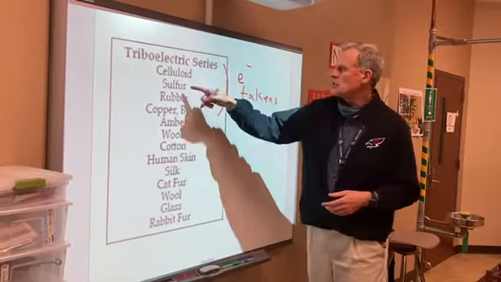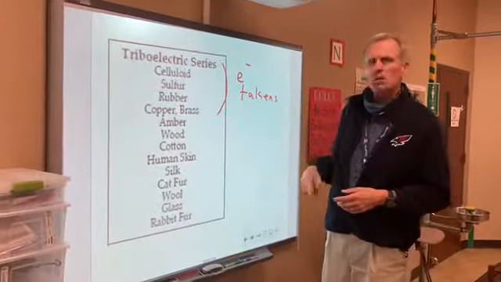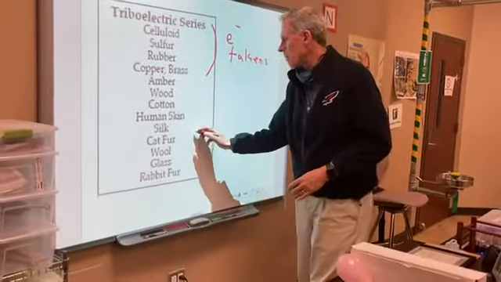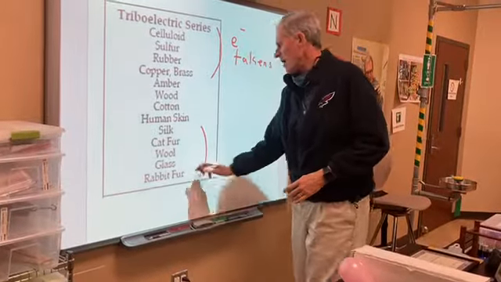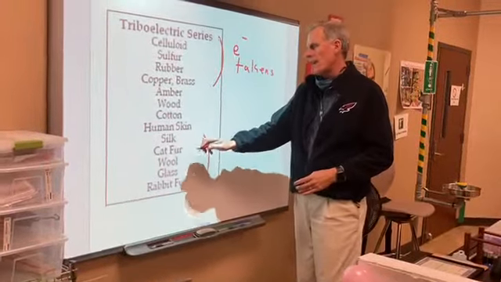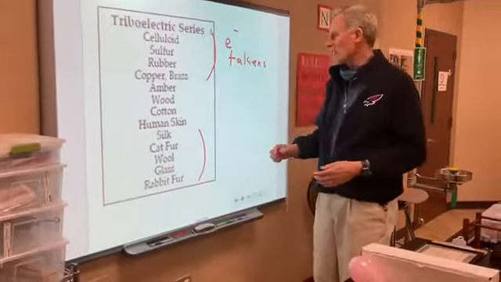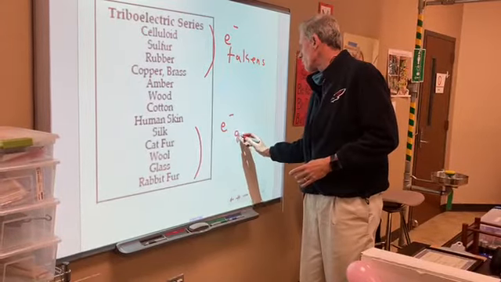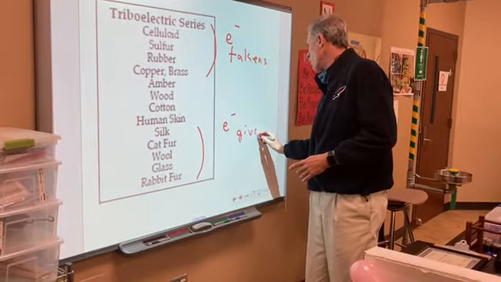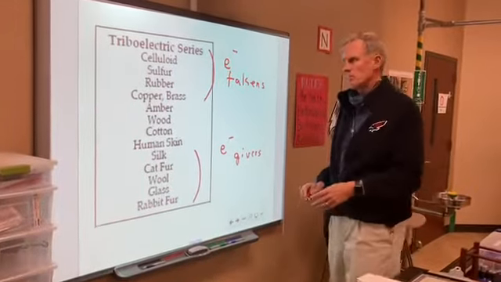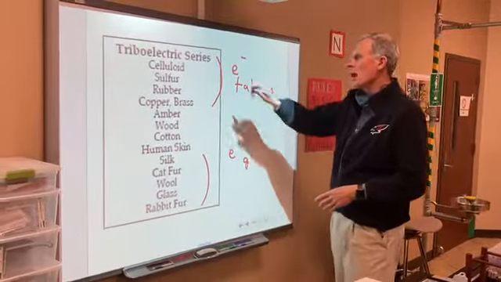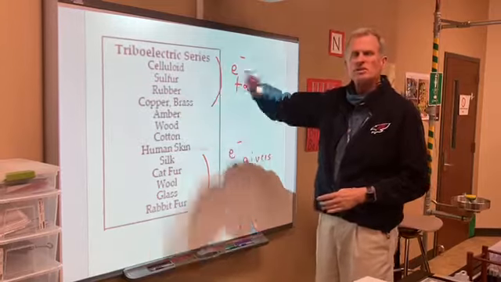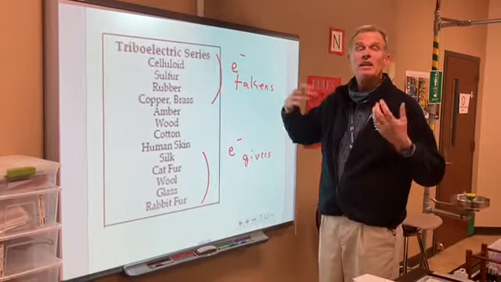Things like celluloid, which is like film, sulfur, rubber, copper, brass, they'll all take electrons. The things at the bottom of this, like rabbit fur, glass, wool, cat fur, silk, are electron givers. They're willing to give up electrons, whereas the things on the top of the triboelectric series have an affinity for electrons.